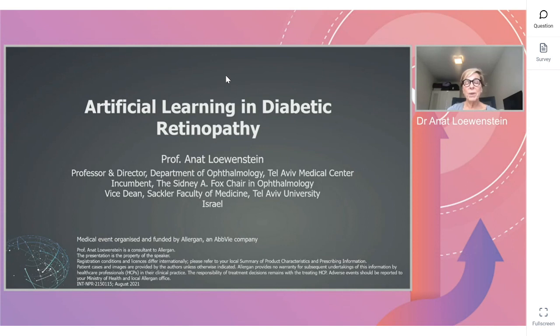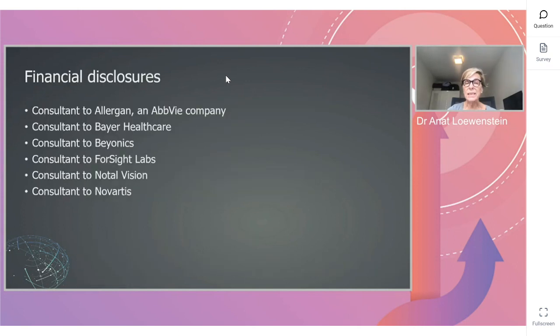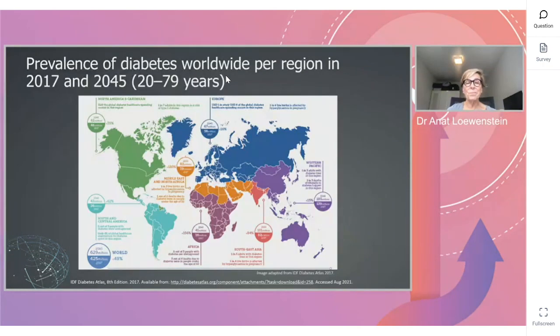When I came to prepare this talk about artificial learning in diabetic retinopathy, I was actually surprised because there is not so much about artificial learning in diabetic retinopathy, especially when you compare it to what we have about macular degeneration. There is still a lot to learn. Before I start, these are my financial disclosures.